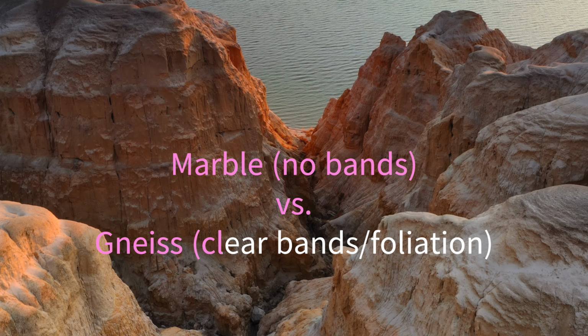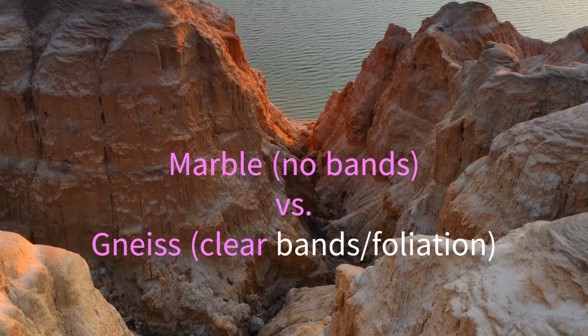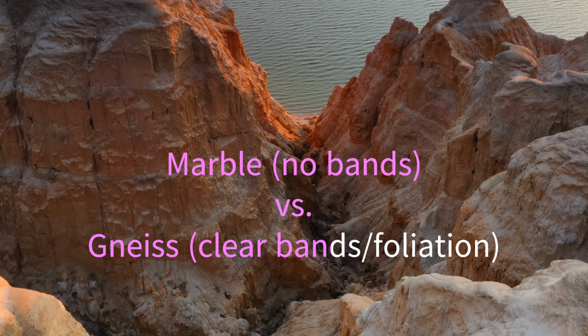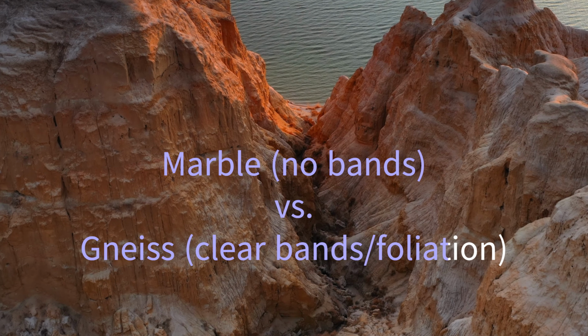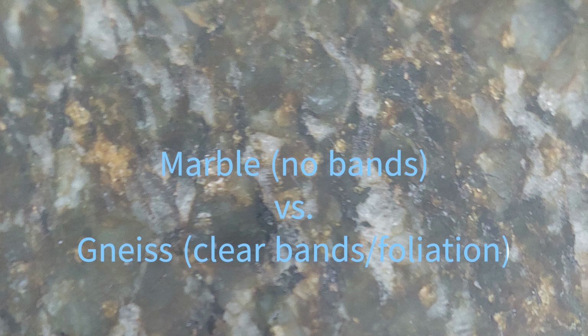Pressure-dominated: gneiss. Granite changes to gneiss under high directional pressure. This forces the minerals to flatten and align into wavy stripes, or foliation, that bands all layers.